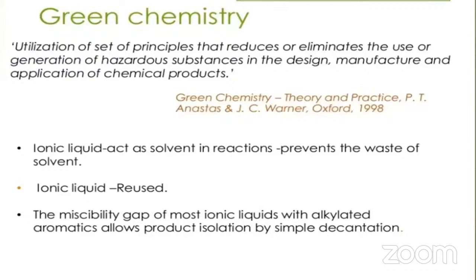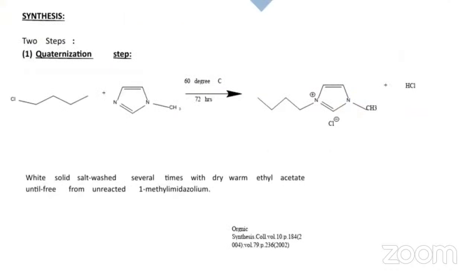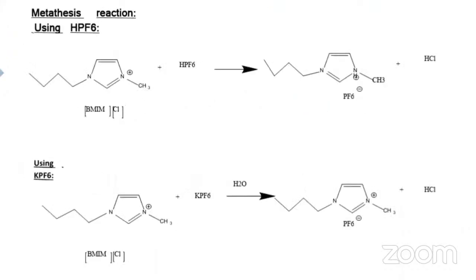The miscibility gap of most ionic liquids with alkylated aromatics allows product isolation by simple decantation. Now we have to know what is simple decantation. Simple decantation is the process of separation of immiscible liquids out of a mixture of solid and liquid, such as a suspension. Now, this is the synthesis of the ionic liquids. It has two steps. The first step is the quaternization step, and the second step is the metathesis reaction.